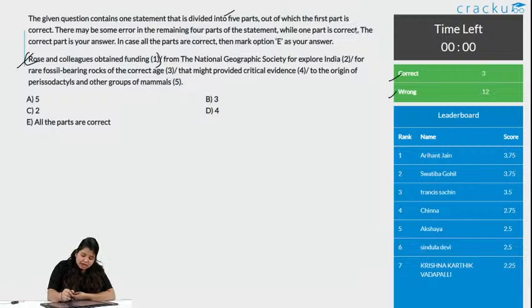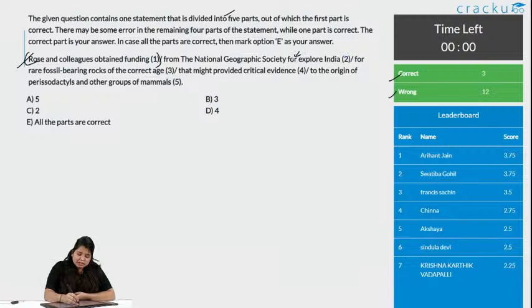While one part is correct. So among 2, 3, 4 and 5, one part is correct, and the correct part is your answer. So we need to find the correct part among these 4 parts, that is 2, 3, 4, 5. And in case all the parts are correct, then mark option E, that is all parts are correct. Ross and colleagues obtained funding from the National Geographic Society for Explore India.